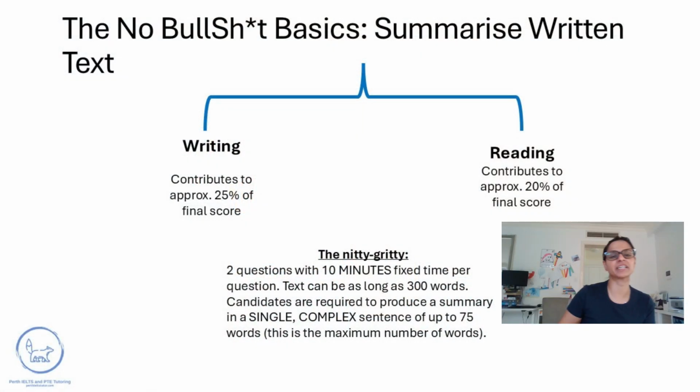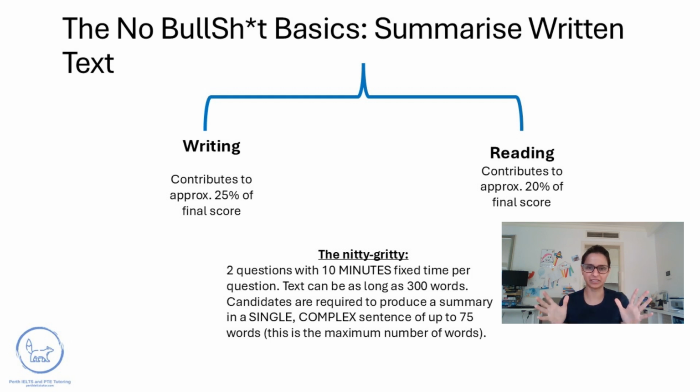Okay, so let's get straight into the no BS basics. You've seen this slide before, but it has already been updated for summarized written text. For writing, it contributes up to a quarter of your final score. You have 2 questions. For reading, it contributes up to 20%. I'm thinking it's about 18, 19%. Not exact, not an exact science. I'm not entirely sure.